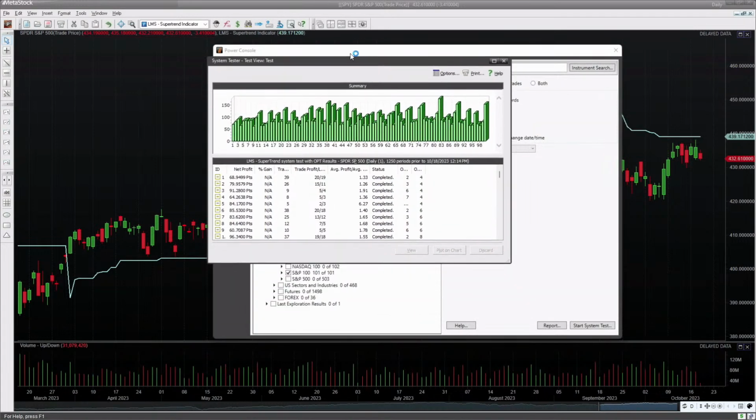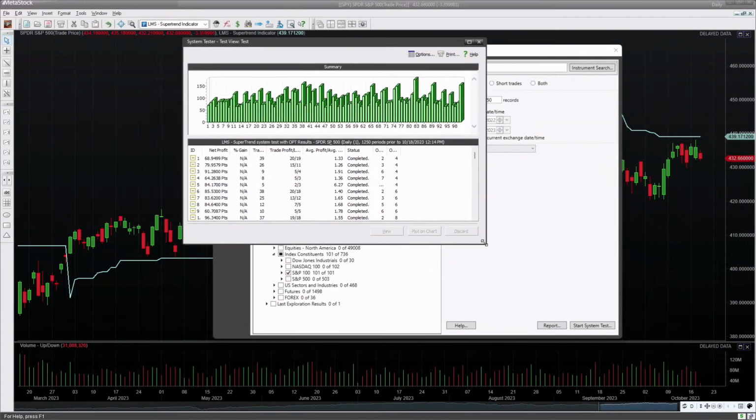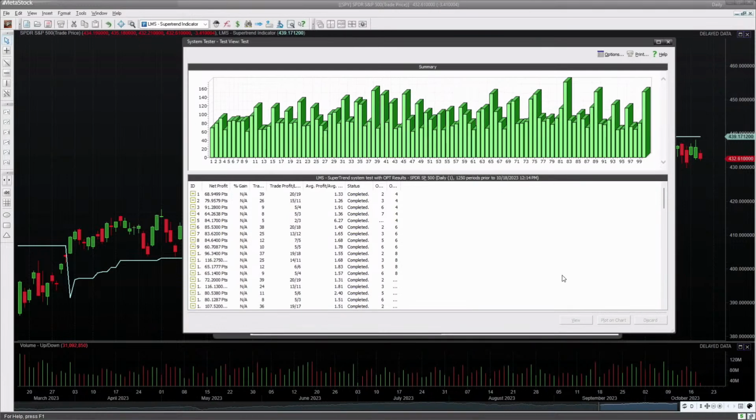What we're looking at now is the top 100 results. Now, the other question is, does this mean that every single one was profitable? And the answer is not necessarily. When I ran this optimization, there were 200 different combinations being tested, but the most the optimization parameters will save for you to view is 100. So these are the top 100 results.